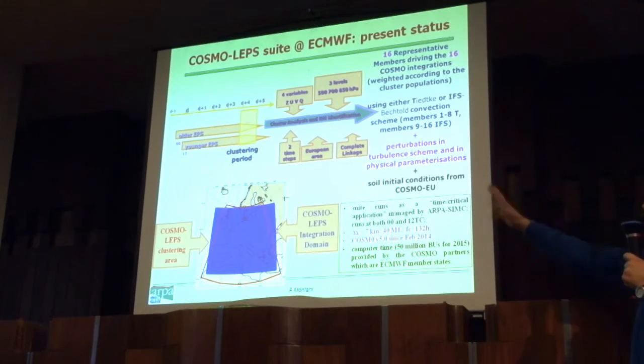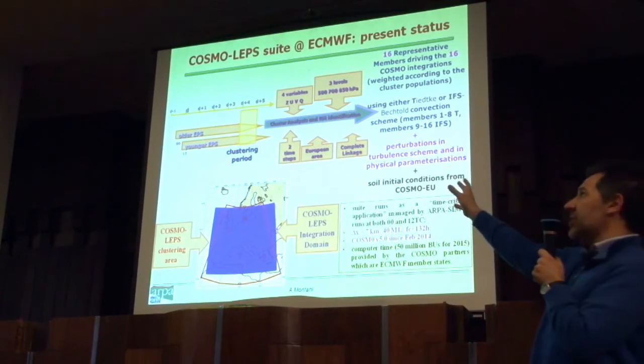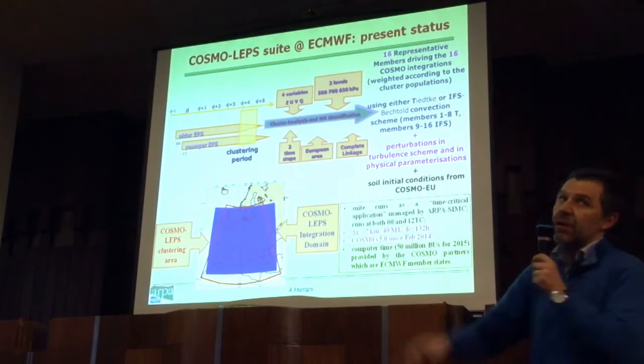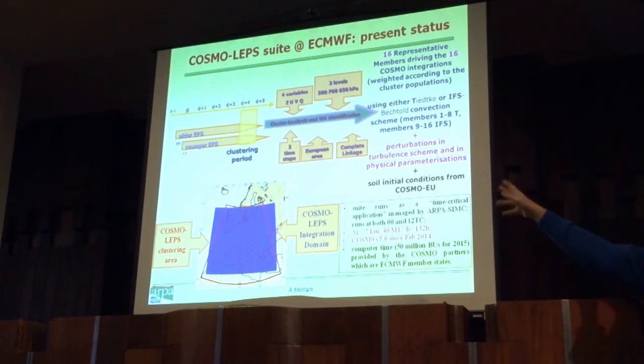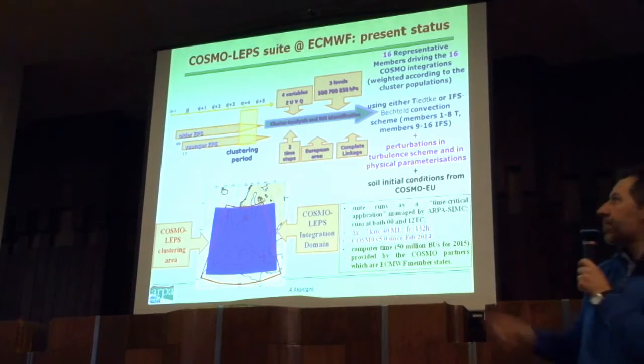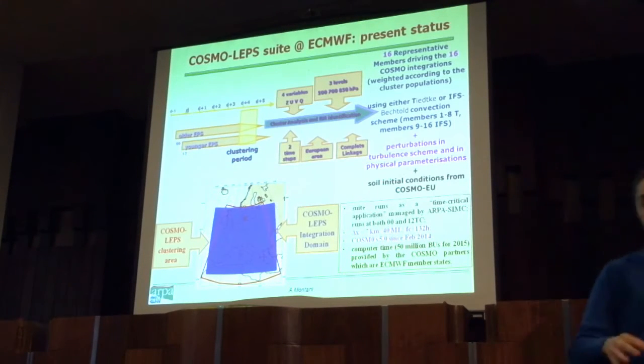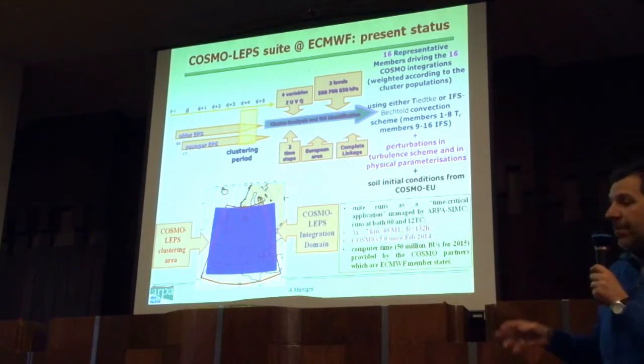And we are revising this month whether it is probably better to shift the window a bit earlier in the forecast range. But at the moment, it is still between day 4 and day 5, where we go and look at how similar or how different the ECMWF members are.